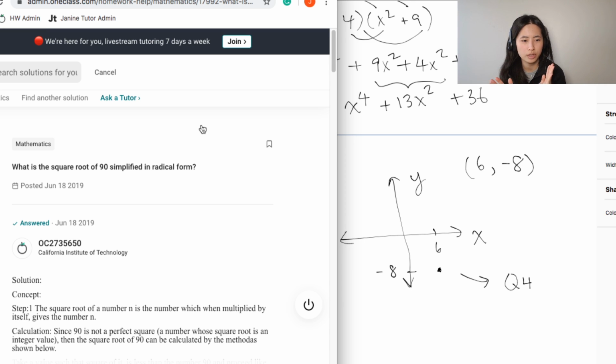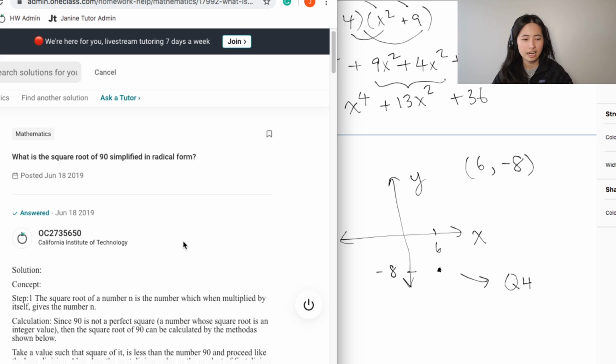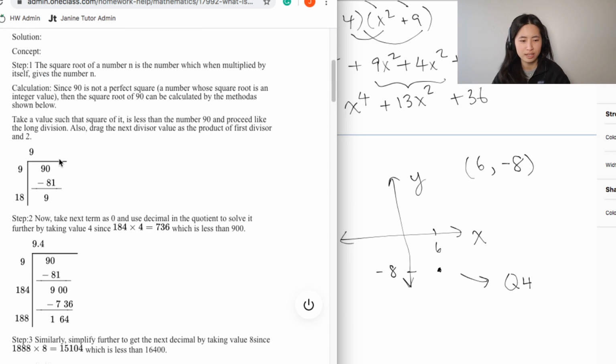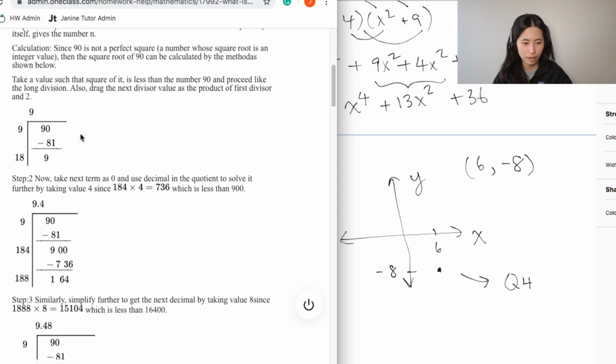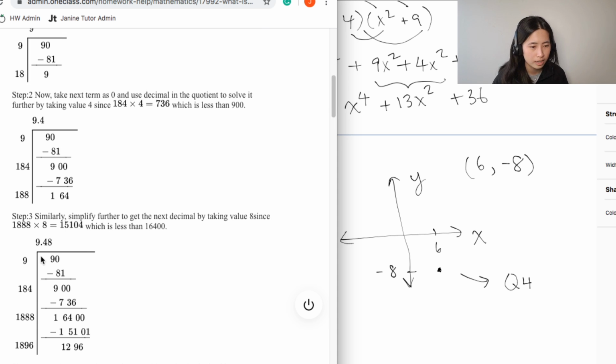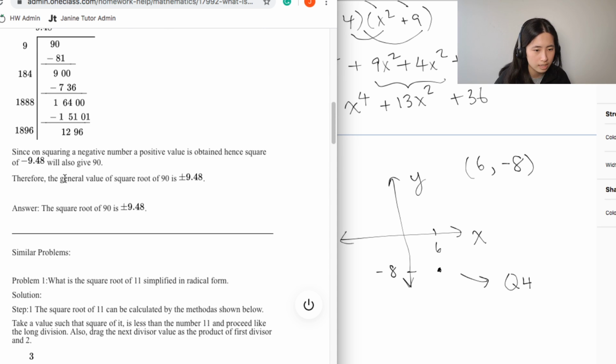Okay, so here's the thing with taking the square root of 90. This is a question where we need to take the square root. So what is the square root of 90, simplified in radical form? The thing that I notice on homework help is they have this huge solution, basically, and they're saying that this is going to be positive or minus 9.48.